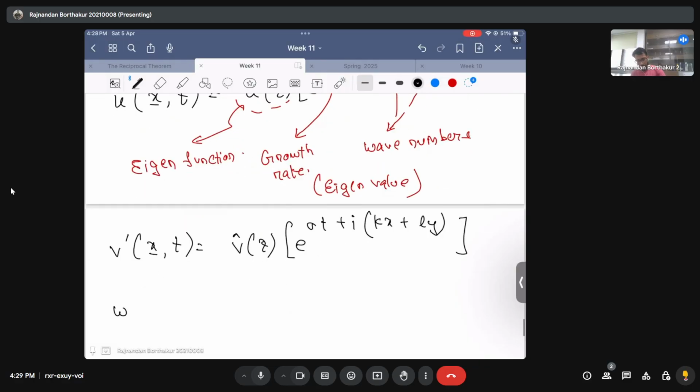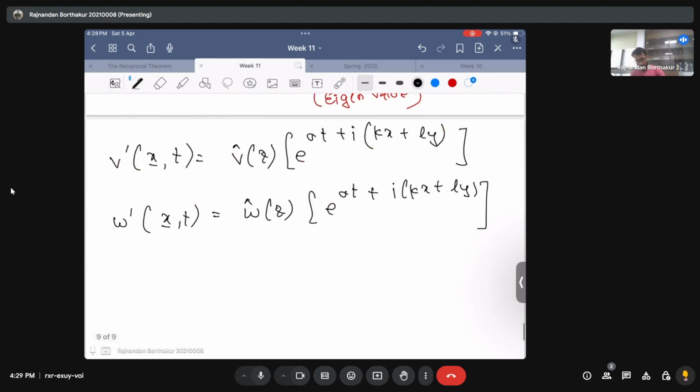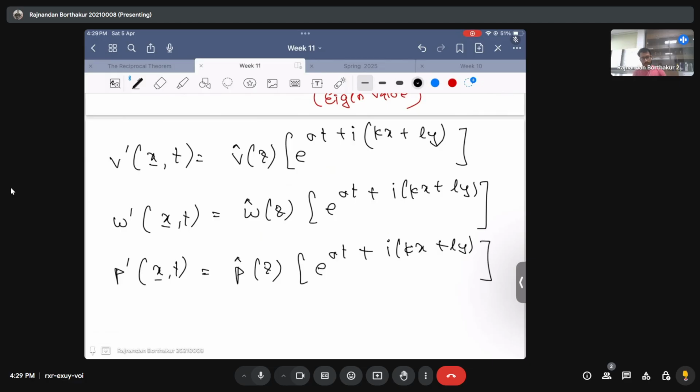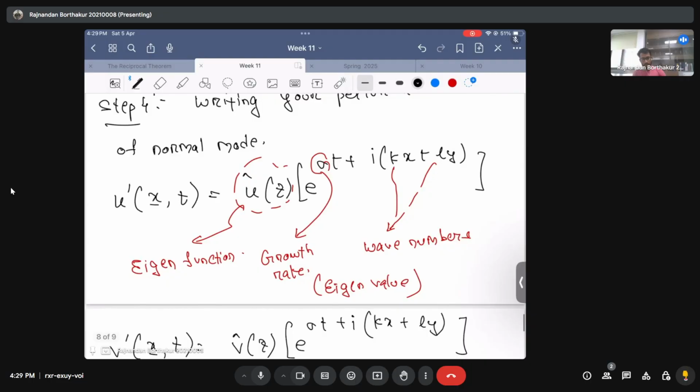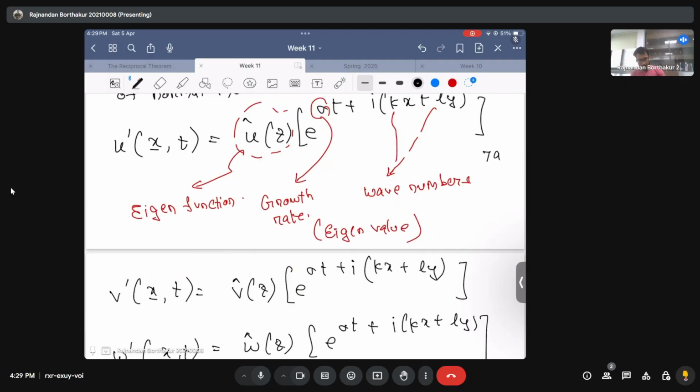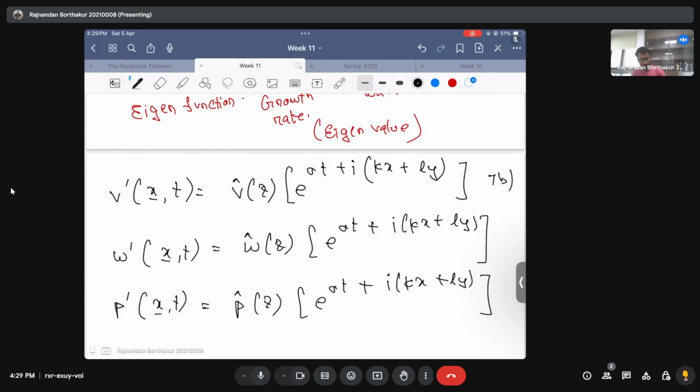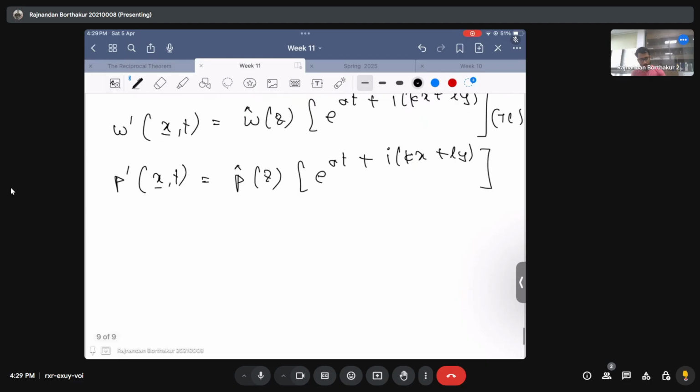And similarly, I will write my w prime as a function of x, y, z and t as w hat of z times e power sigma t plus i(kx plus ly), and I can also represent my pressure as p hat of z e power sigma t plus i(kx plus ly). So this is the normal mode representation that I was talking about. Let's name these equations: this is 7a, this is 7b, this is 7c, and this is 7d.